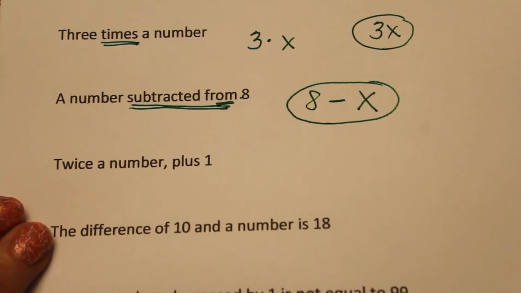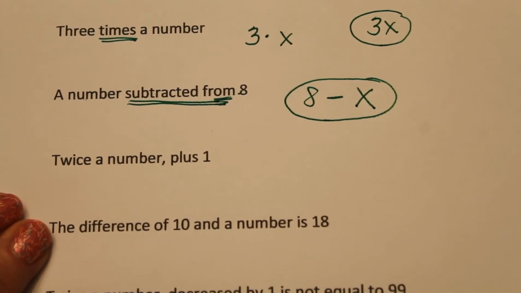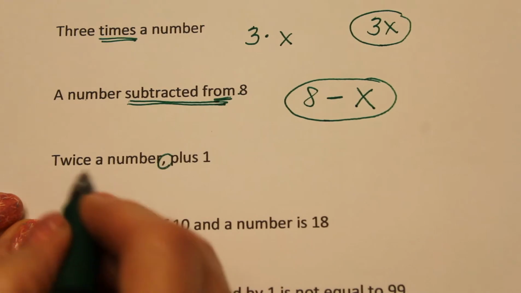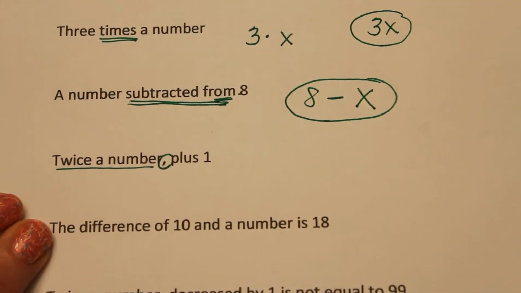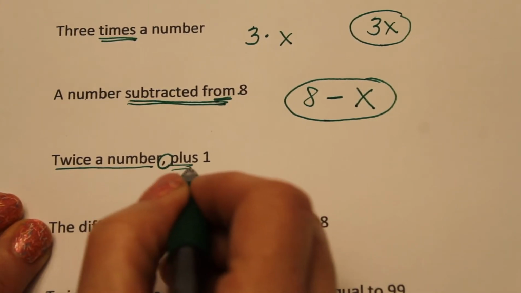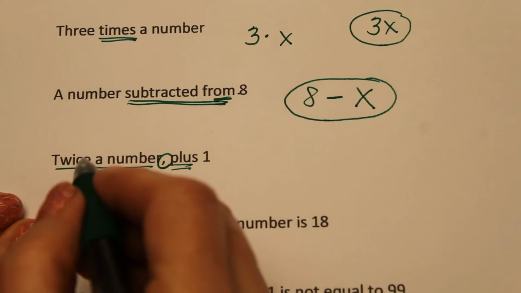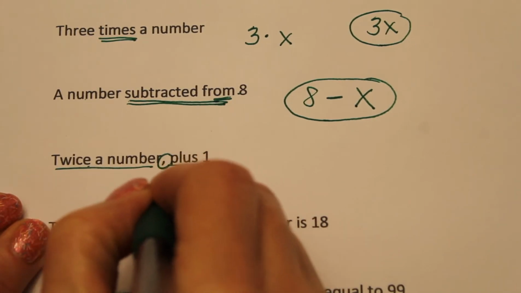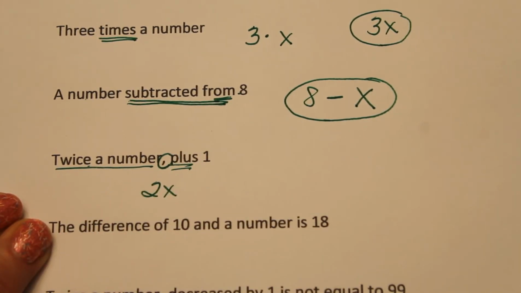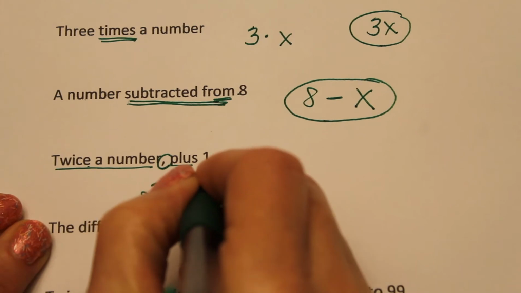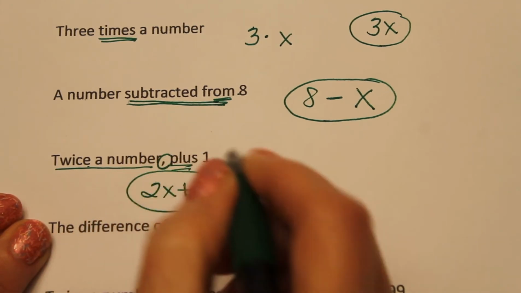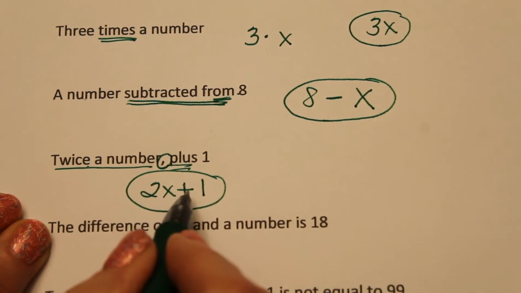All right, and here we're going to do 2 operations. See this comma? This means do this operation first, or write that expression first, and then when you're done, plus or add 1. So twice a number, that's 2 times a number. Now once I have that written, go ahead and add 1. That would be twice a number plus 1.